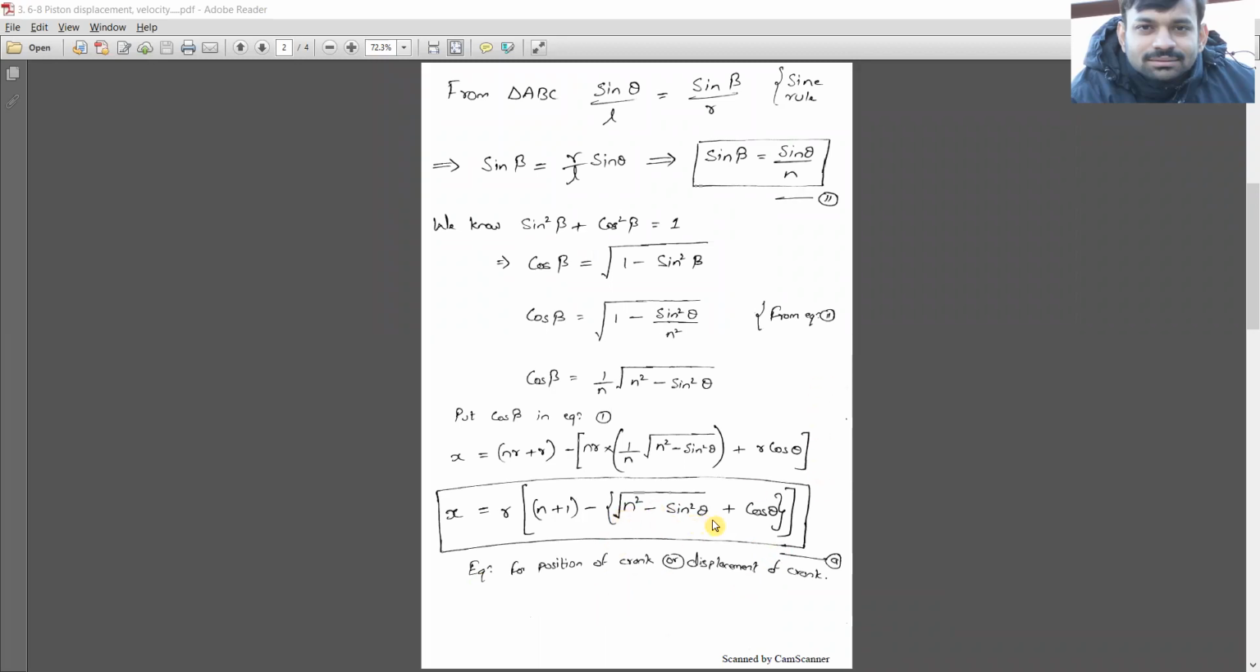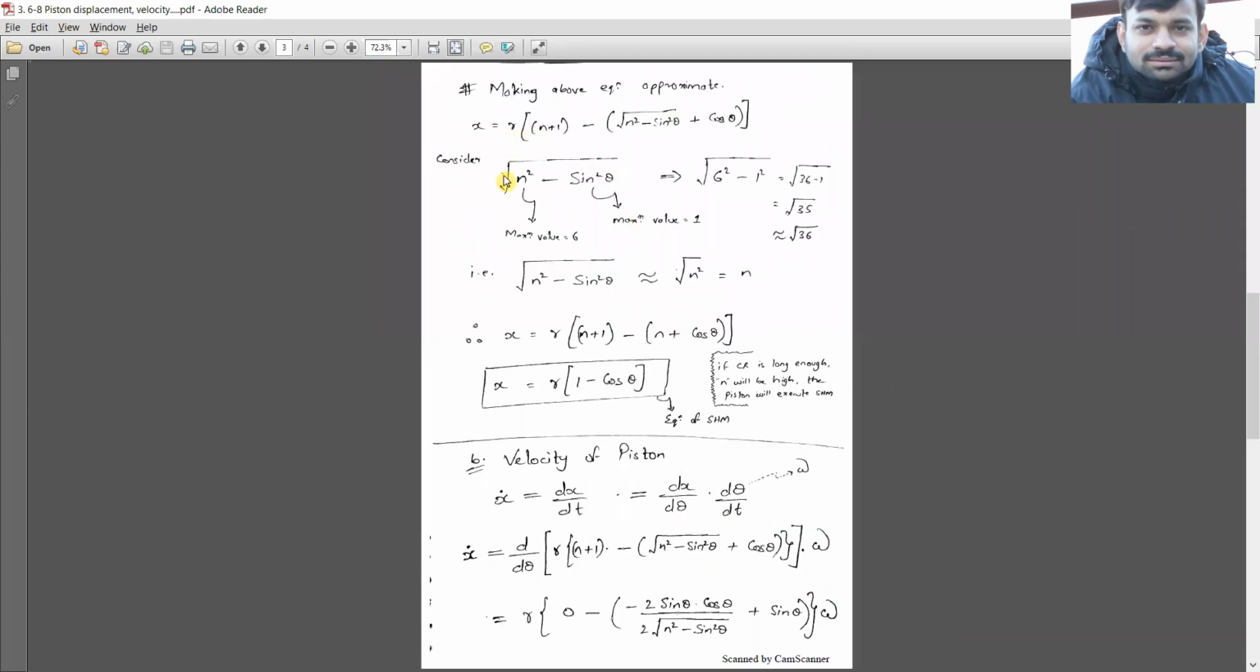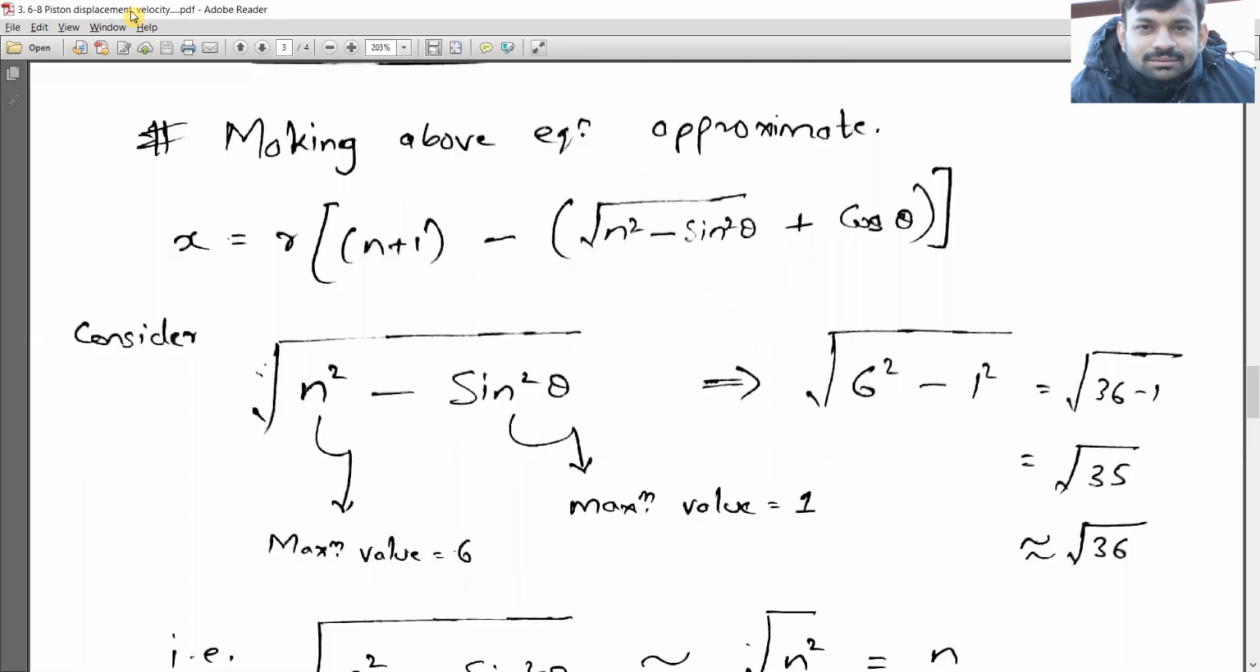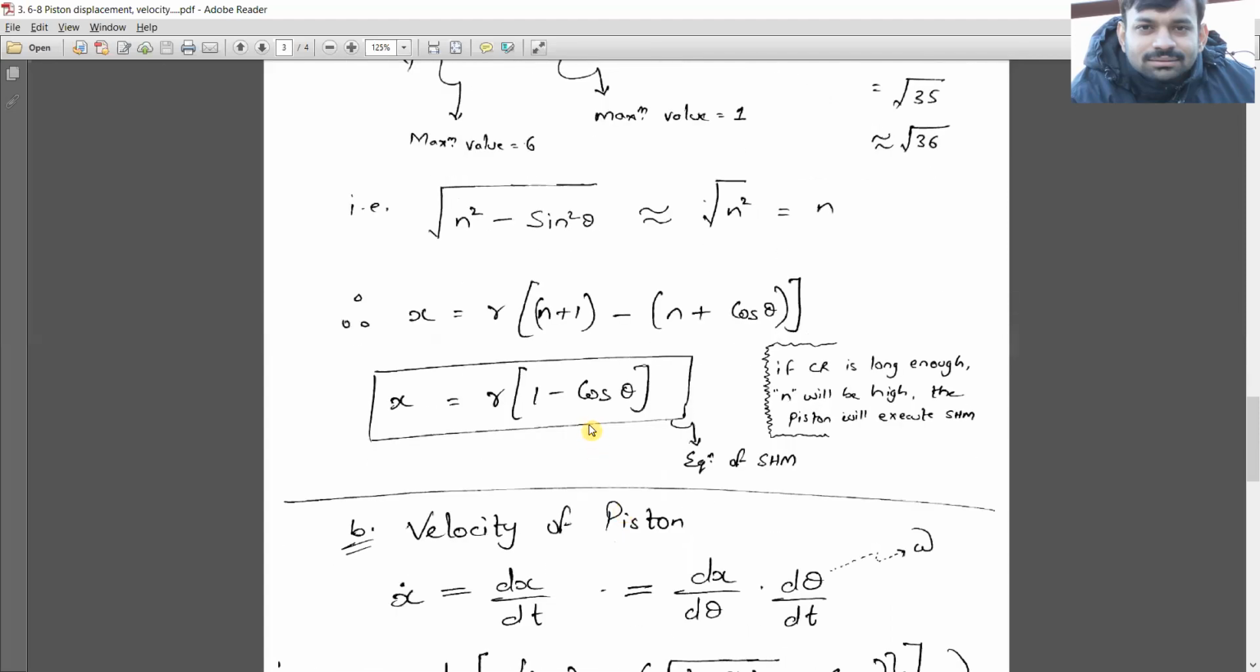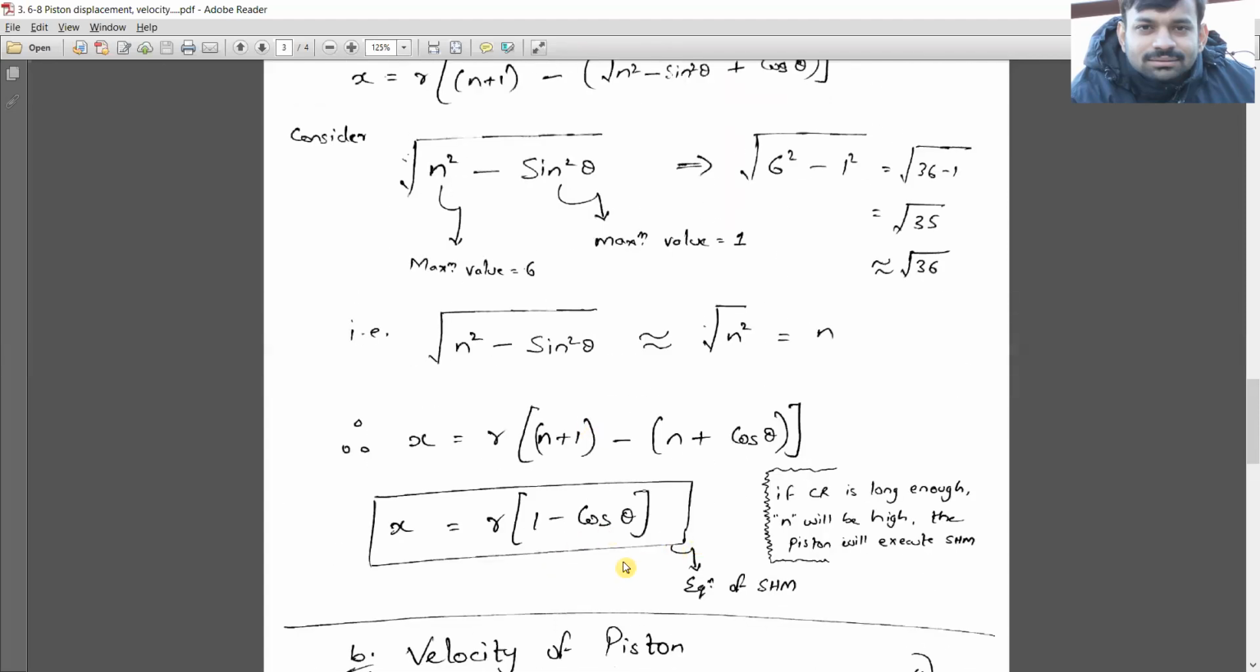Then we reduced this equation of displacement by taking some approximation, and we ultimately came to this equation that x is equal to r times 1 minus cos theta, and this equation is similar to the equation of simple harmonic motion.